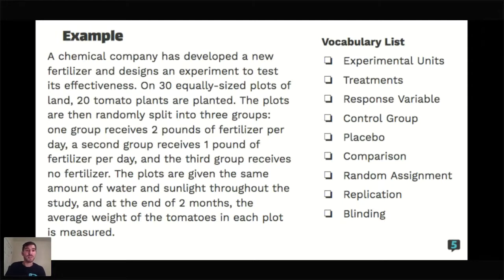So a chemical company has developed a new fertilizer and designs an experiment to test its effectiveness. On 30 equally sized plots of land, 20 tomato plants are planted. The plots are then randomly split into 3 groups. One group receives 2 pounds of fertilizer per day, one group receives 1 pound of fertilizer per day, and the third group receives no fertilizer. The plots are given the same amount of water and sunlight throughout the study, and at the end of 2 months, the average weight of the tomatoes in each plot is measured. It's a lot of stuff. I will come back in about 45 seconds and start talking through some of these vocab terms.